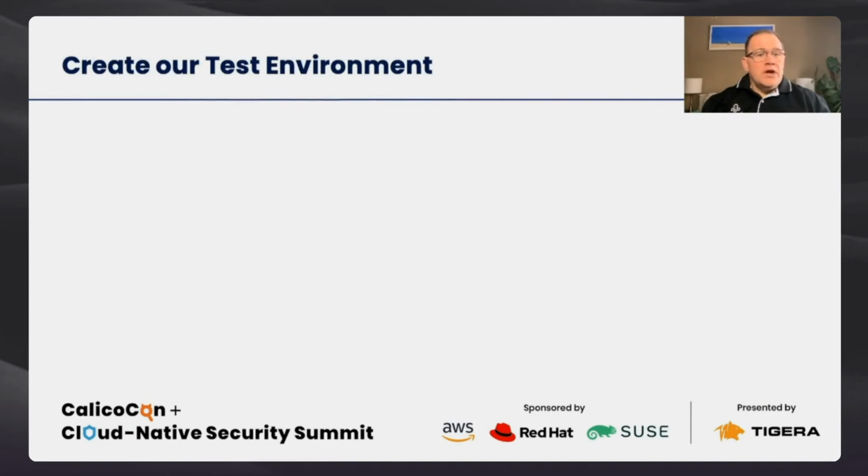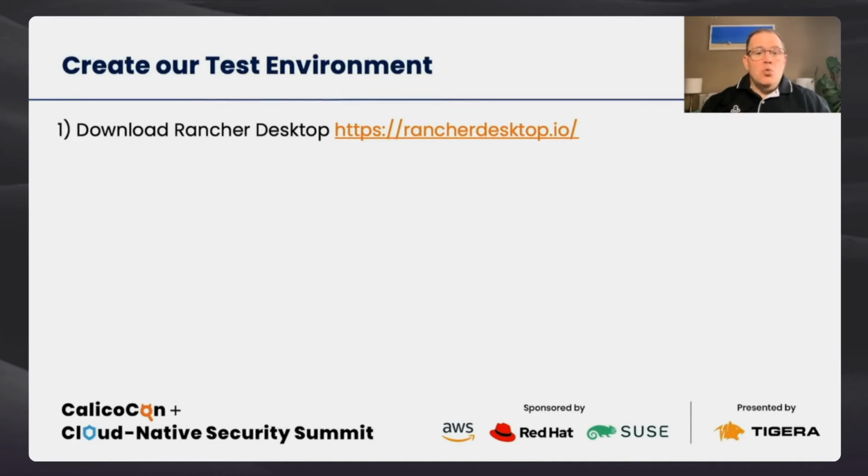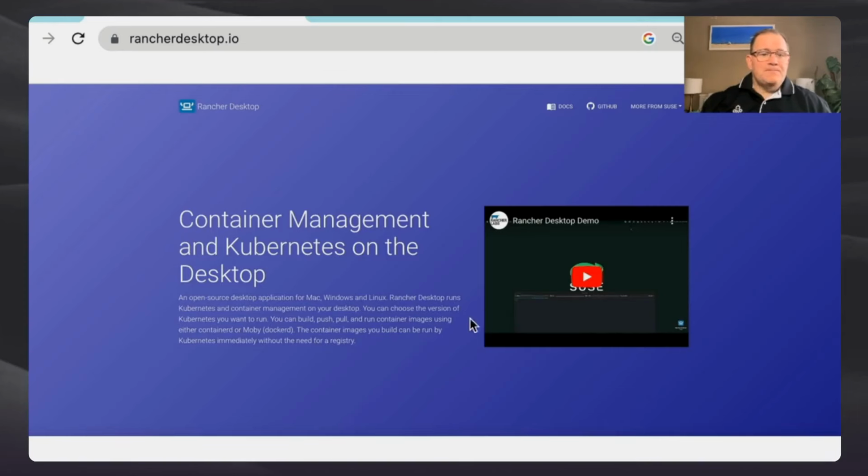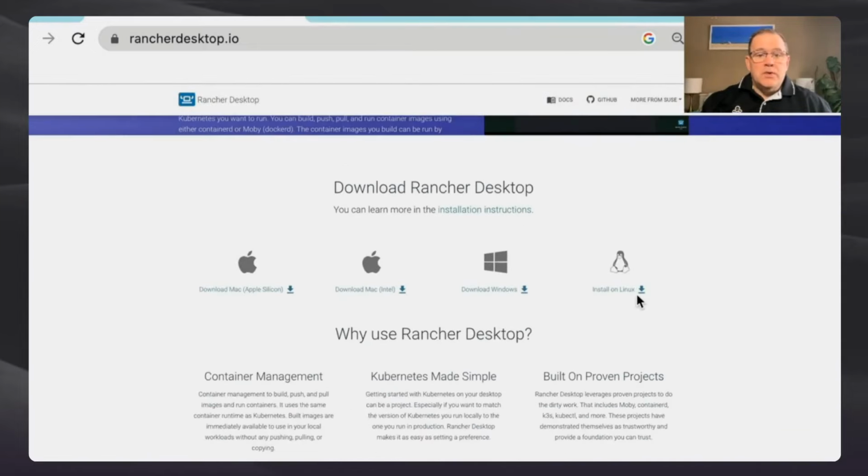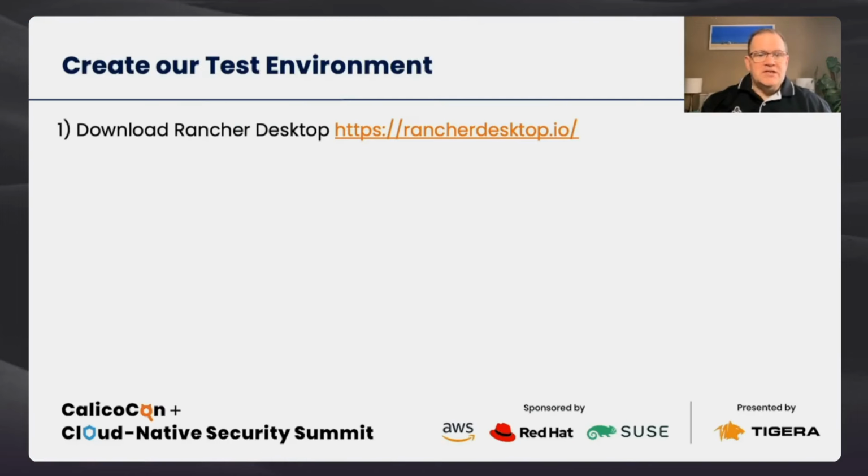Okay. So we're going to create our test environment. And the way we're going to do this is we'll go to Rancher Desktop dot io. Right? And if you go there, you will see this. And right underneath, you have a choice between Linux, Windows, Mac Intel, or Mac Silicon, so the ARM processor. So it gives you a choice.